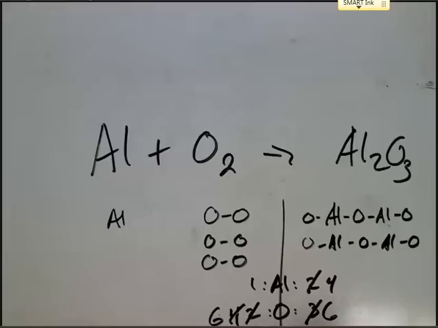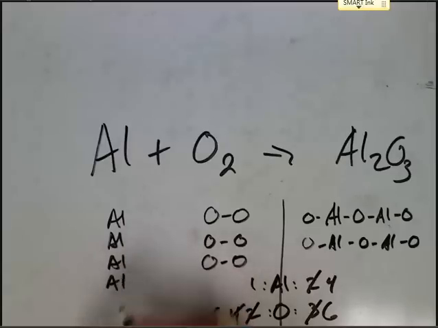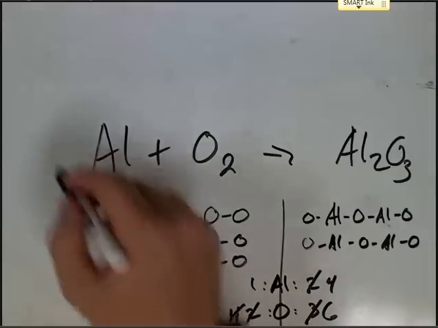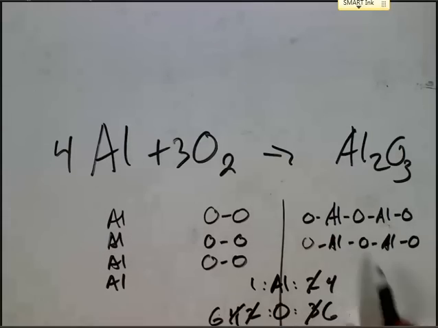Well, here's the trouble now, is that we've got 4 aluminums and only 1 over here. So we need to add more aluminums until we get to 4 of them. We've got 4 of those, we've got 3 of these, and we've got 2 of those.